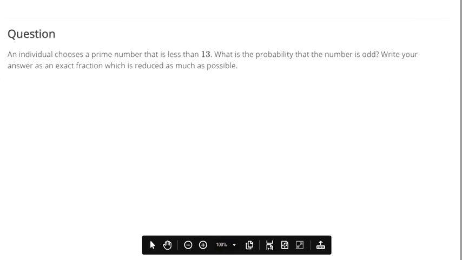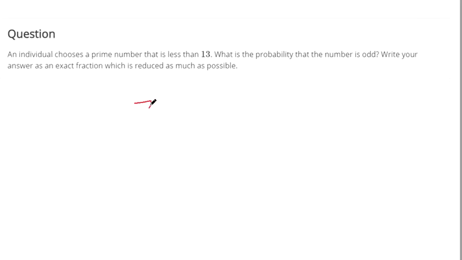This one's a little tough if you don't know what prime numbers are. We got 2, 3, 5, 7, 11, and it says less than 13, so we're not going to include 13. These are the prime numbers that are less than 13.